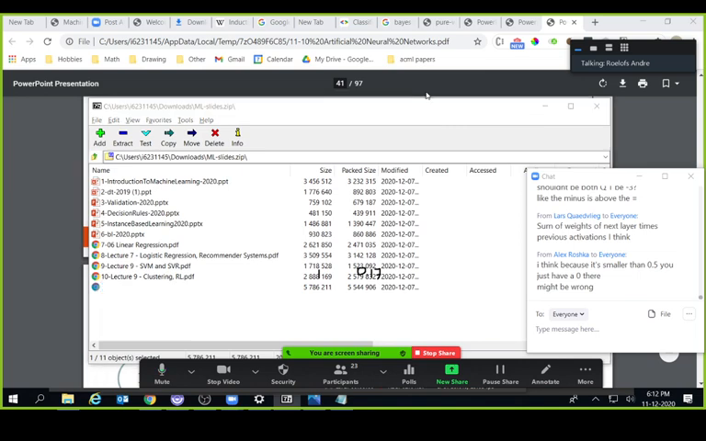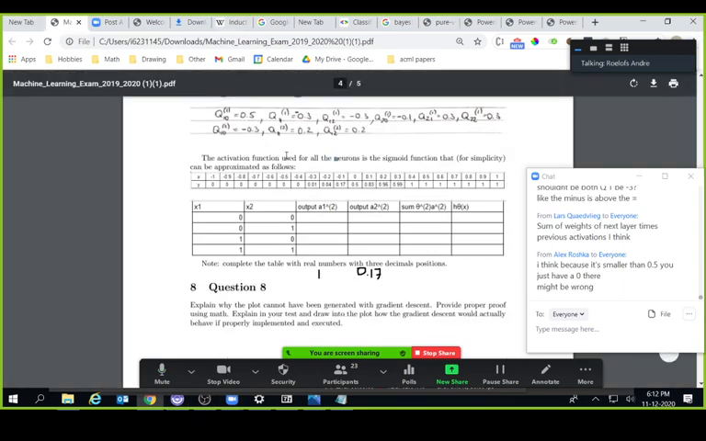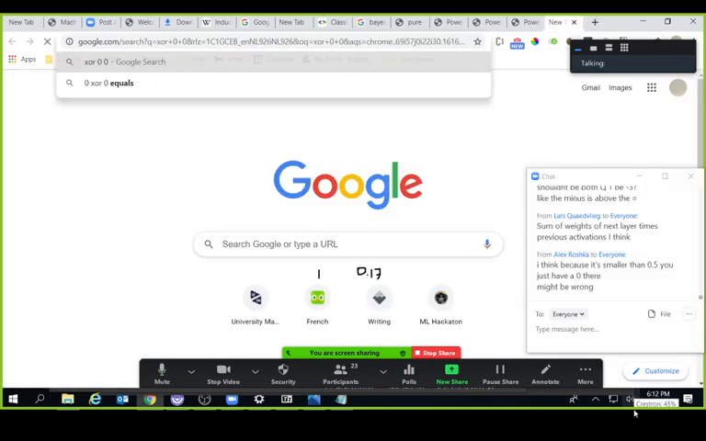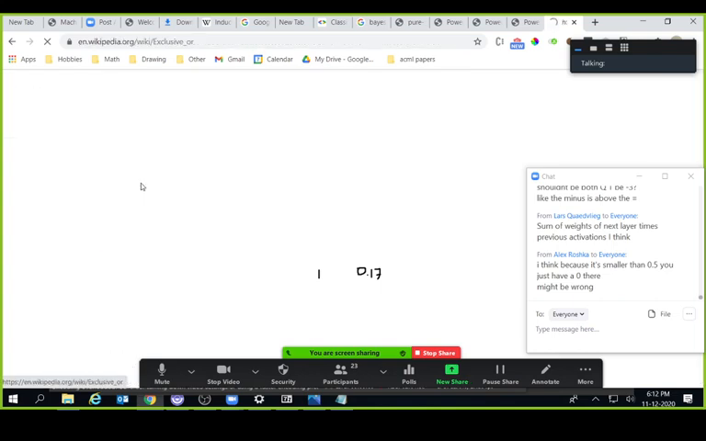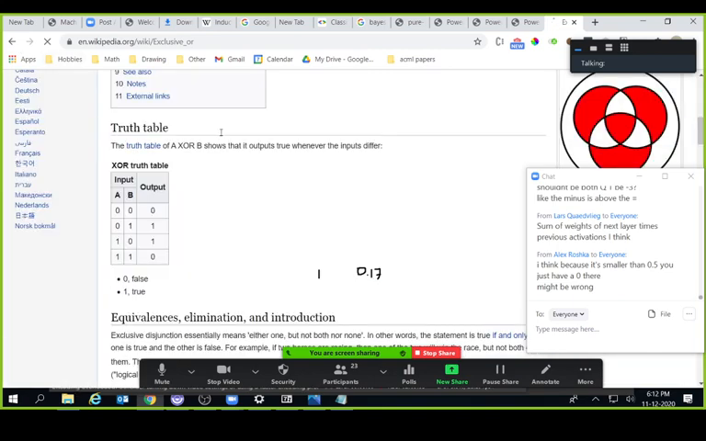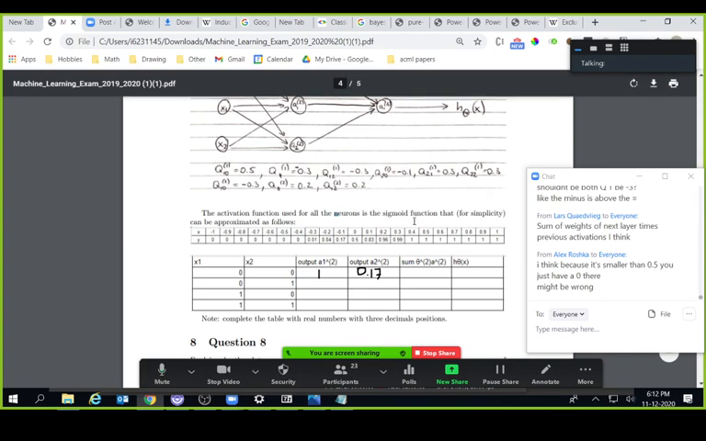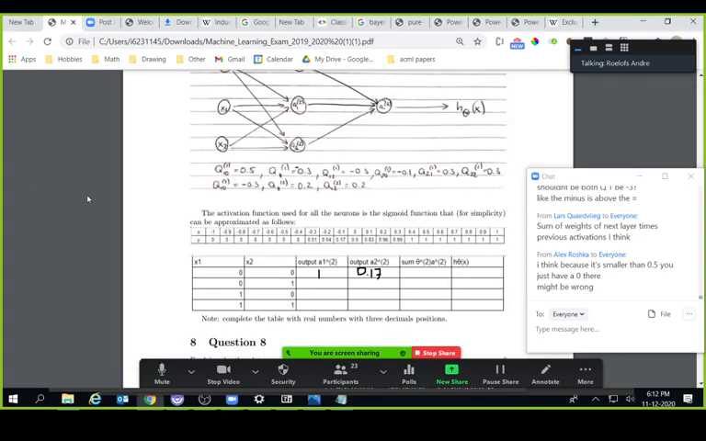Wait, so what should XOR output for 0, 0? Okay, it is activated. Okay, cool. So the XOR should output for 0, 0. I don't even remember that. Just gonna very quickly look it up because I think it's 0. Yeah, for 0, 0, we will output 0. Okay, cool. So we need to activate the function every step. So we get here minus 0.06.